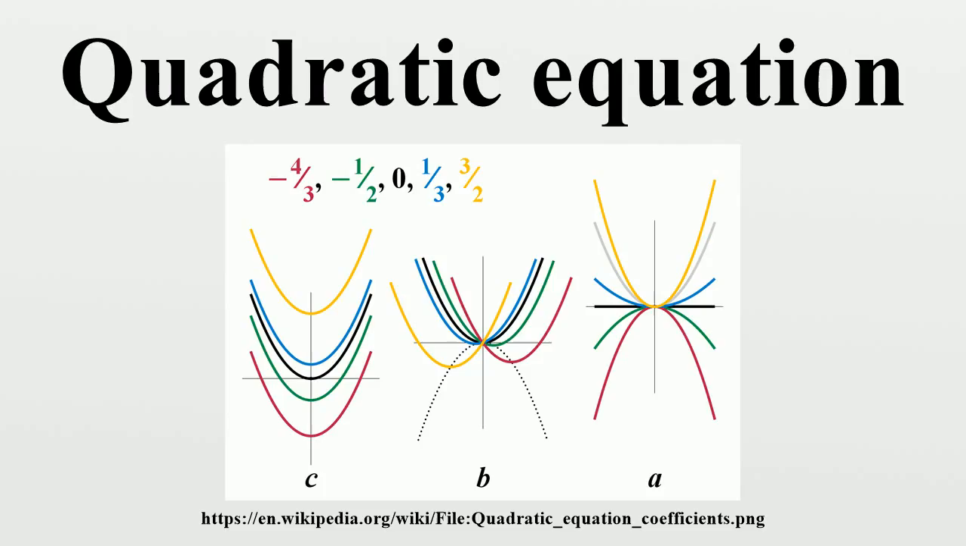Reduced quadratic equation. It is sometimes convenient to reduce a quadratic equation so that its leading coefficient is 1. This is done by dividing both sides by a, which is always possible since a is non-zero. This produces the reduced quadratic equation, where p equals b/a and q equals c/a. This monic equation has the same solutions as the original.